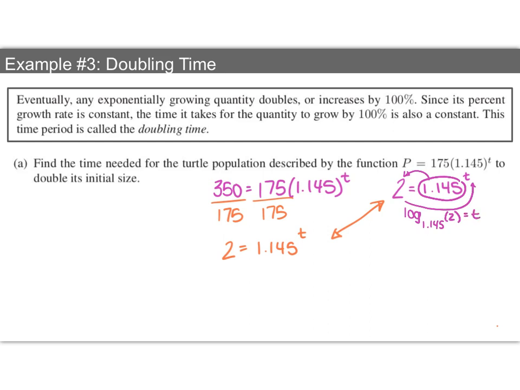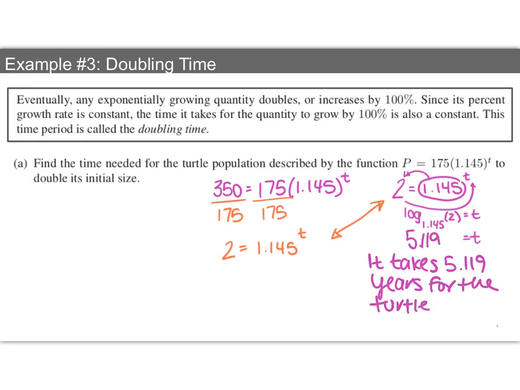And we're going to plug that into our calculator, and we should get that t equals 5.119. So that means that it's going to take a little over 5 years for the turtle population to double. So it takes 5.119 years for the turtle population to double.